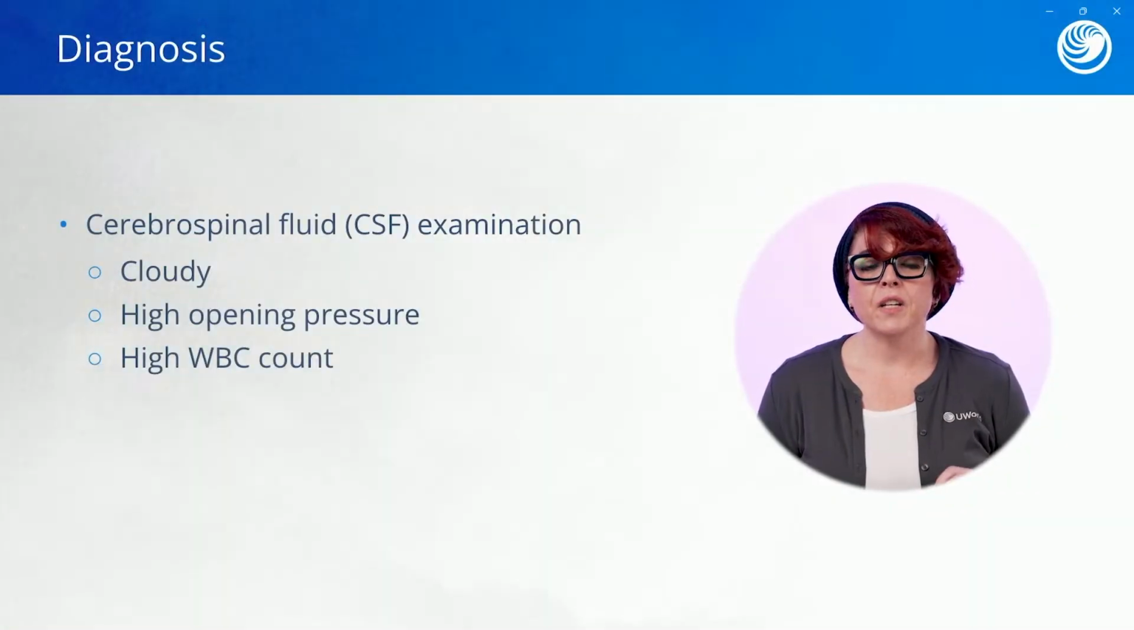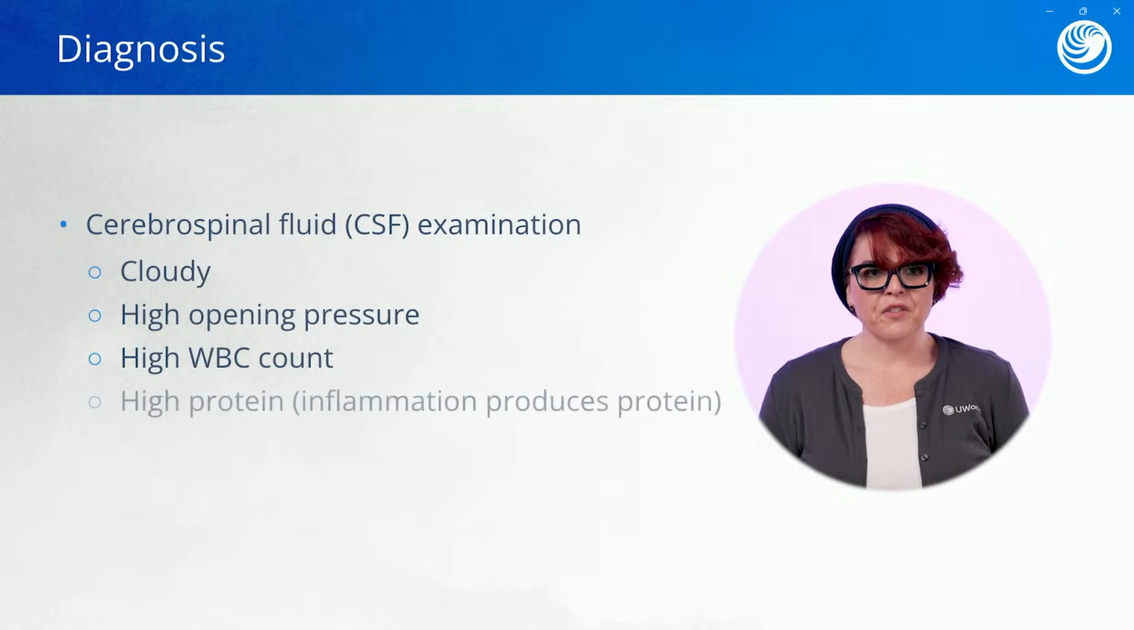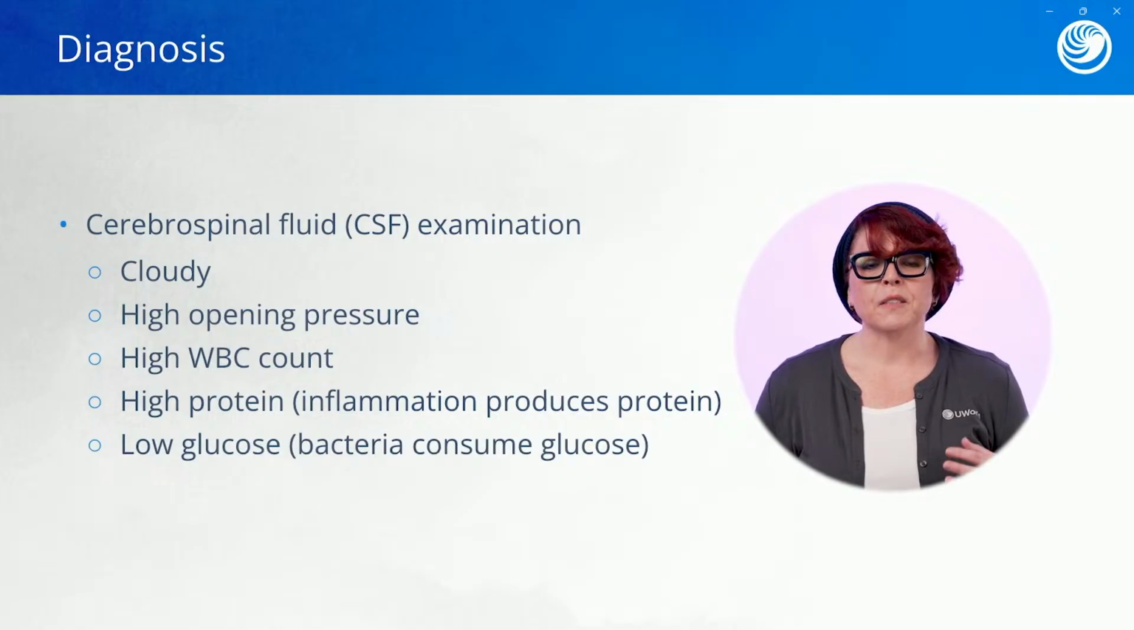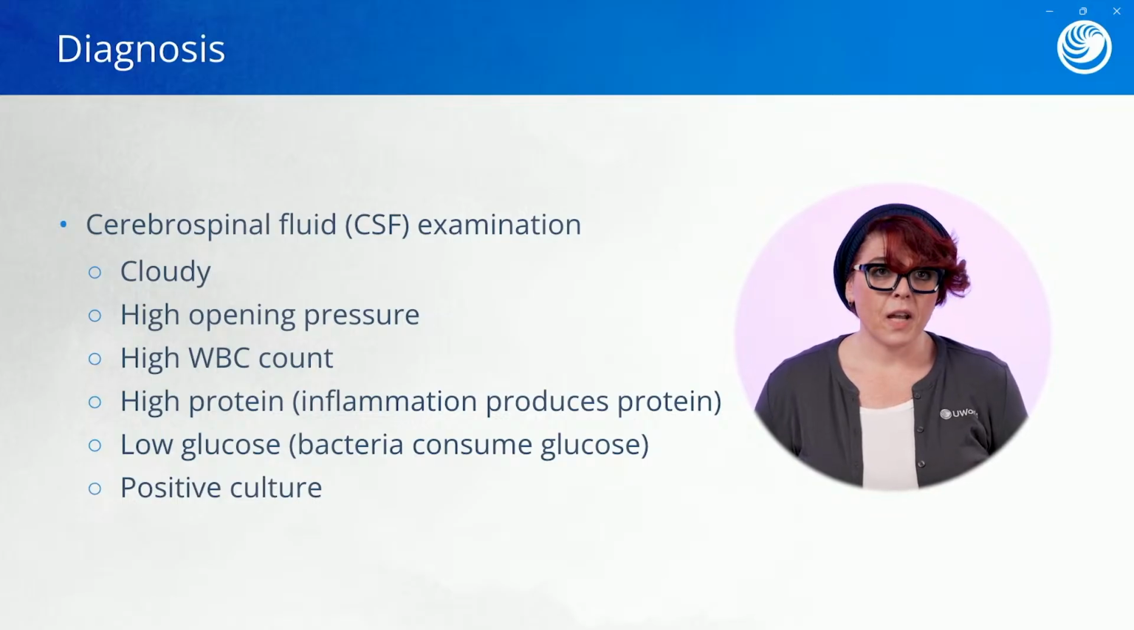You're going to have a high WBC count. Why? Because of infection. You're going to have a high protein because inflammation always means protein, and low glucose because bacteria always want to eat sugar. You'll also have a positive culture that's going to let us know which type of bacterial meningitis this is.